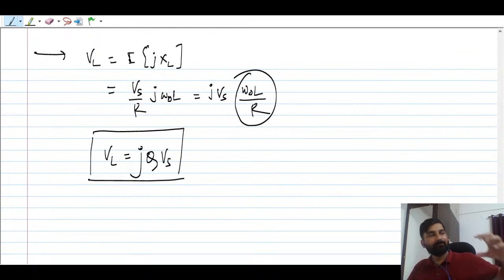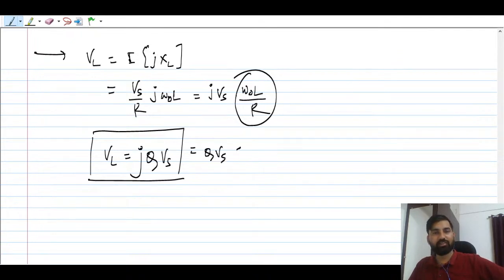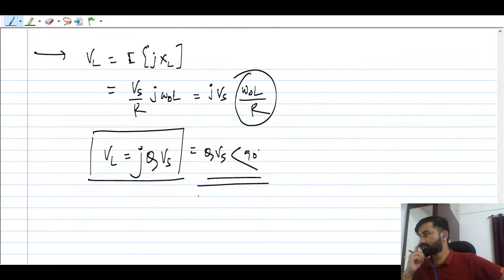So when there is an input voltage and they are asking you to compute the voltage across the inductor, and your circuit is in resonance, then the voltage across the inductor, if they are asking for magnitude, will be Q times Vs. Or you can say that it is going to be Q Vs angle 90. I think this is clear for all.